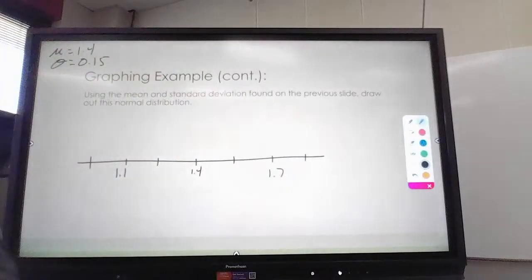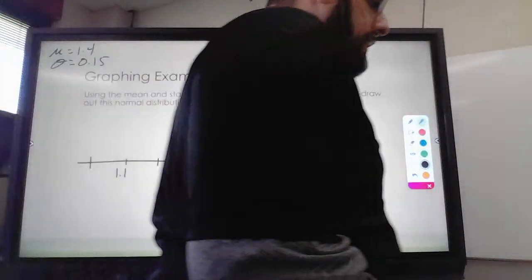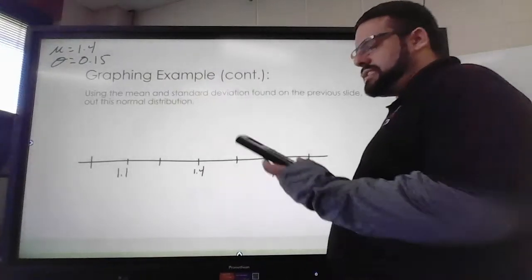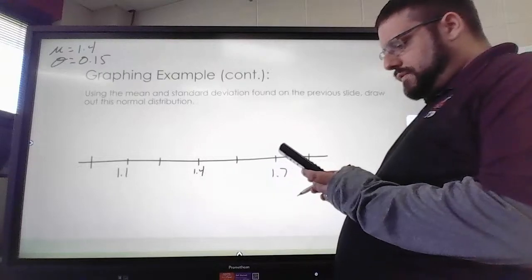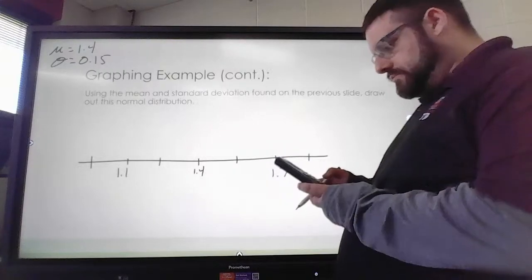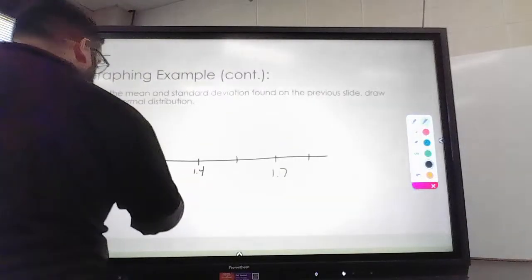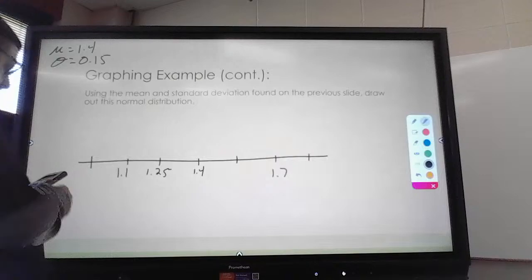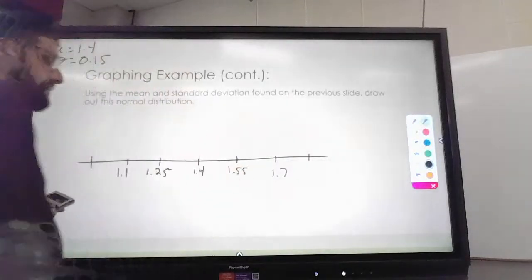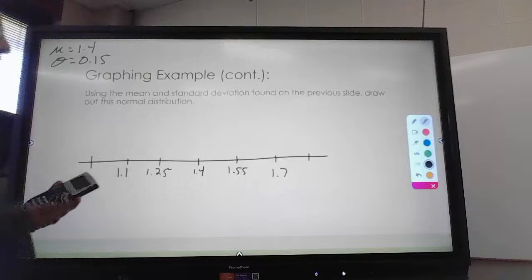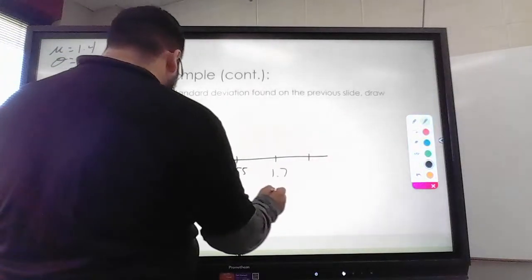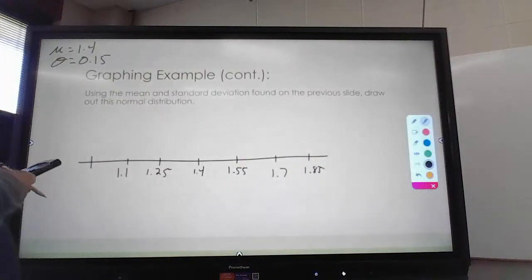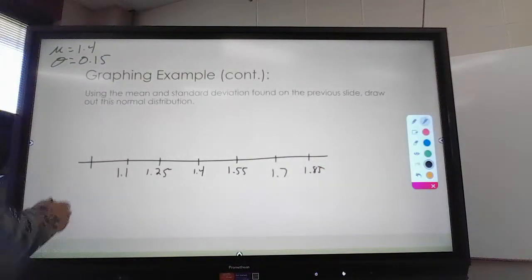What about the 1 standard dev mark? What about my inflection points? Well, if I take 1.4 and I subtract 0.15, I get 1.25. And if I add on the other side of that, 1.55. And I'm going to add the standard deviation again here to 1.7. And then I'm going to take 1.1 minus 0.15 to get my 3rd standard dev mark on the other side.